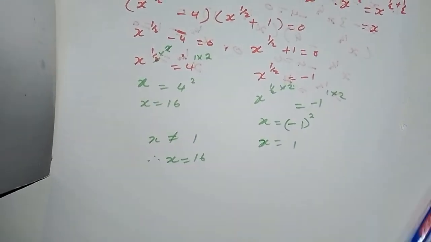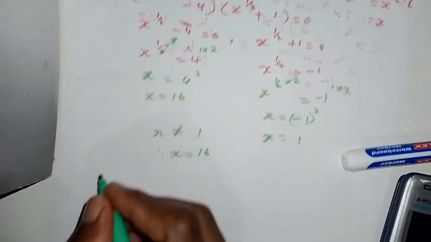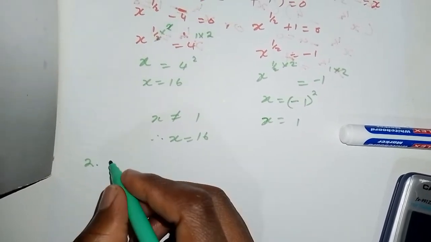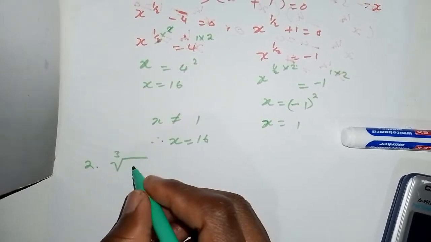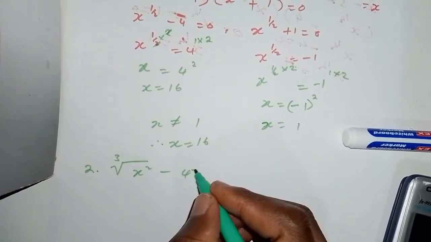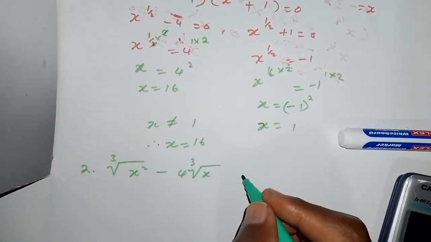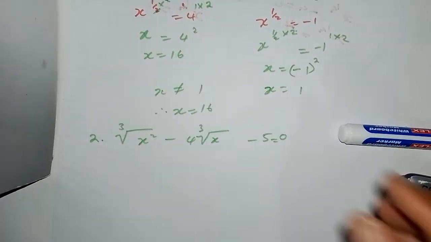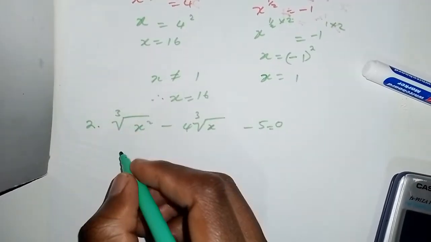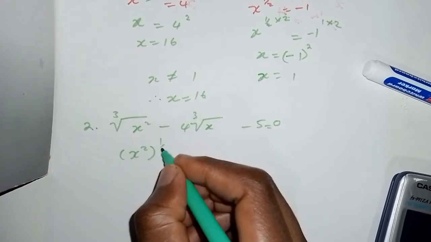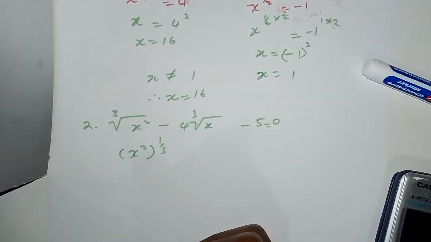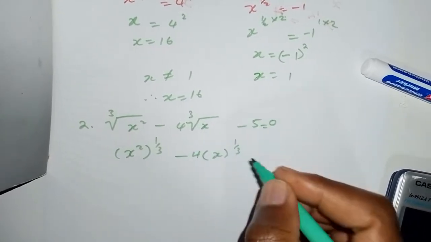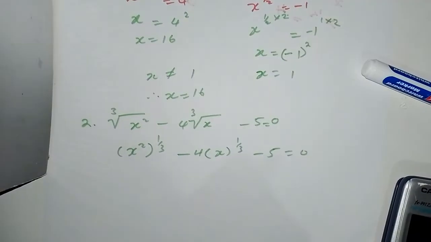The next question is also a high order, which is the cube root of x squared minus 4 times the cube root of x minus 5 equals 0. You're given such a question, they say solve for x. What can you do? If it was me, I would say x squared to the power 1 over 3, because a cube root can be written in terms of to the power 1 over 3, minus 4 into x to the power 1 over 3. This is minus 5 equals 0, right?